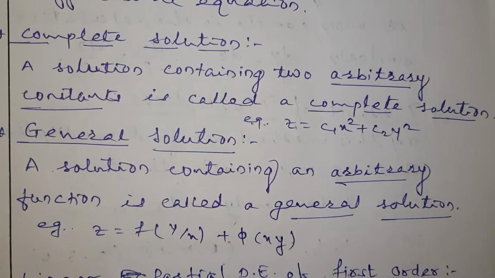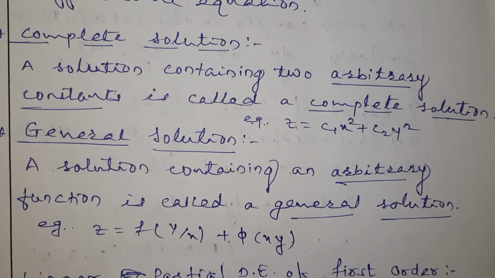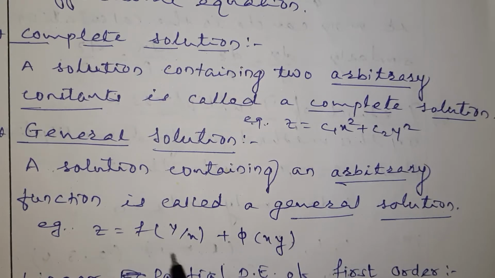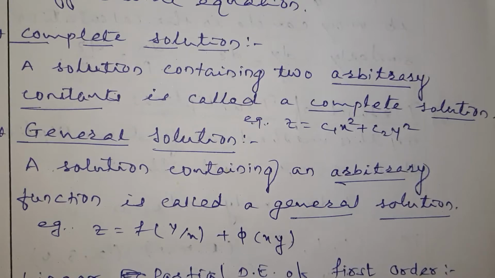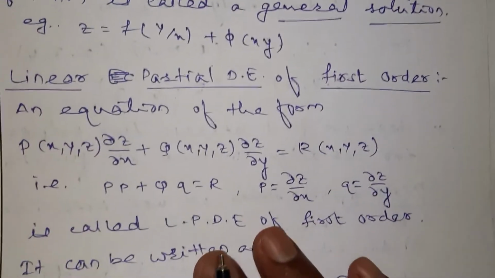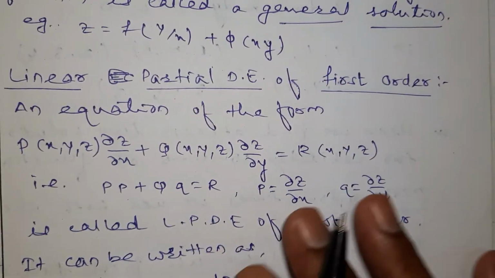and a solution which contains arbitrary functions is called the general solution. As we did in our last session on the formation of a partial differential equation, we eliminate arbitrary constants as well as arbitrary functions. So there are two types of solutions, complete solution and general solution. Clearly, here I just wrote one example, z is equal to f of y upon x plus phi of xy. No problem.